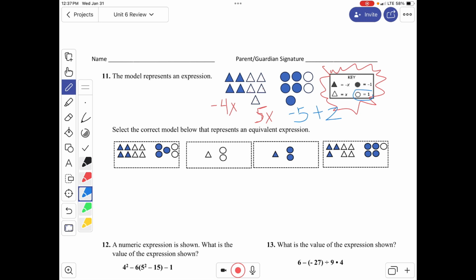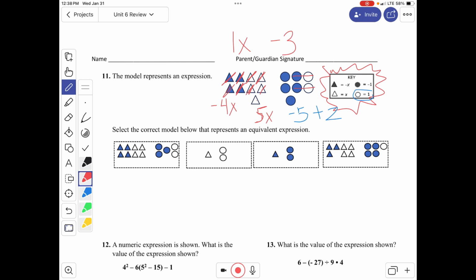You can work this out like we've been doing with combining like terms. So it would be negative 4 plus a 5. Or you can look at it like for every dark triangle, we can cancel out a white one. And that leaves just 1 white x, so that's 1x. And the same thing for the circles. I can cancel out opposites, and that leaves me with 3 negative. So I'm looking for which one has 1x minus 3.